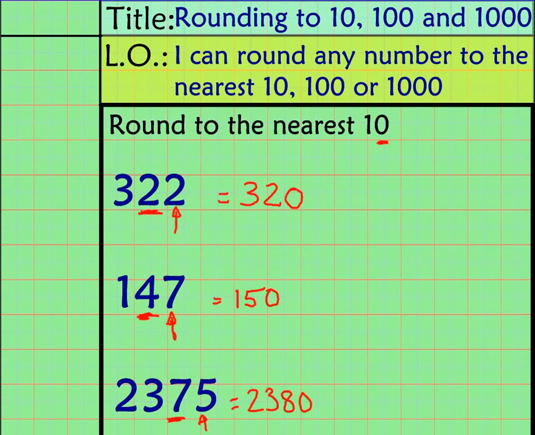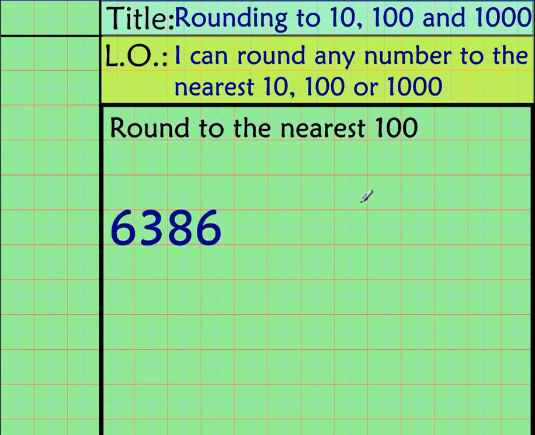We're now going to look at rounding to the nearest 100. The same method still applies, but rather than looking for the tens column, I now look for the hundreds column. So units, tens, hundreds, and I look for my indicator, and it's the number, again, to the right. In this case, it's the 8. So what does this tell me to do? Well, an 8 tells me to round up.